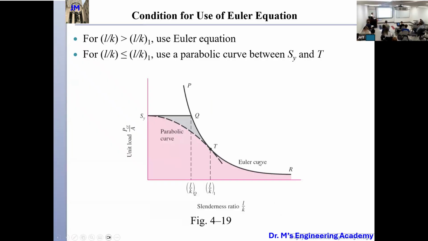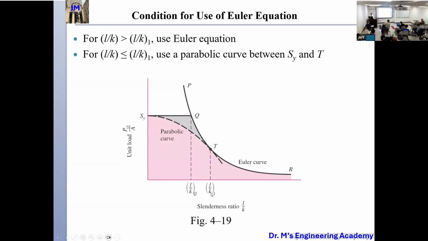So this is a critical value, okay? If your actual slenderness ratio L over K is greater than this critical value, we use the Euler curve. However, if your actual slenderness ratio L over K is smaller than this critical value, we use the parabolic curve instead, because the Euler curve there is kind of risky. It is too aggressive. It's risky. Questions so far?